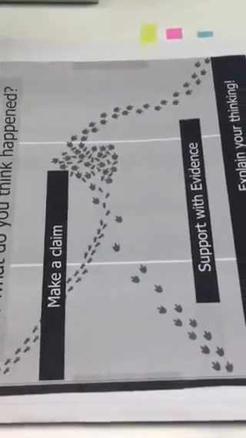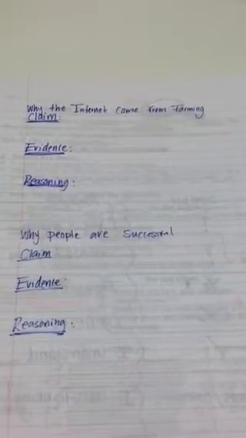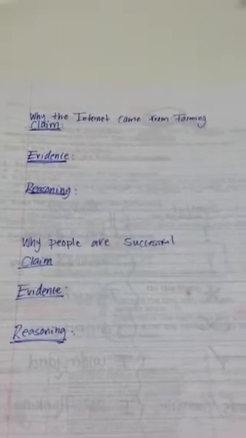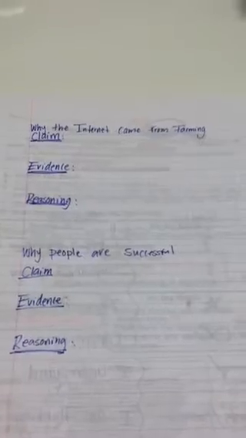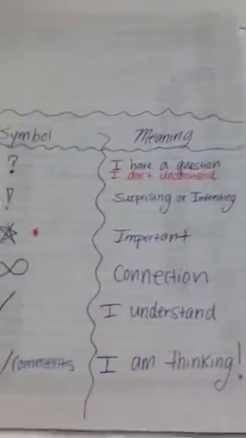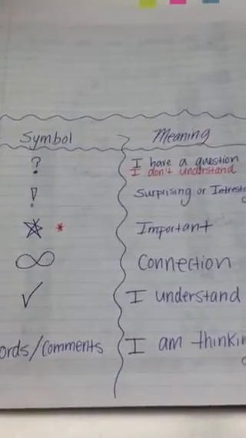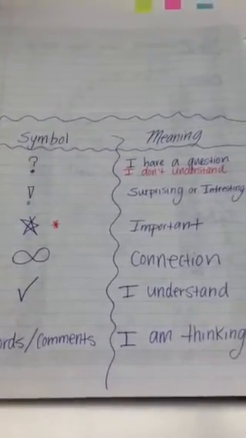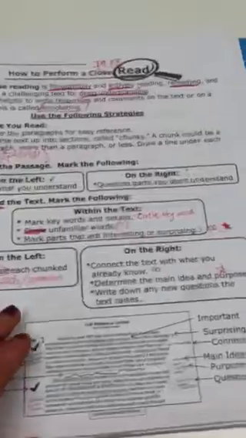Yours will be handwritten. Page 86 is where we practice identifying an author's claim, their evidence, and then connecting it to reasoning. These are from the TED Talk videos that we watched. Page 87 is the symbols we use for close reading. And on page 88, we have the directions and our notes on how to perform a close read.